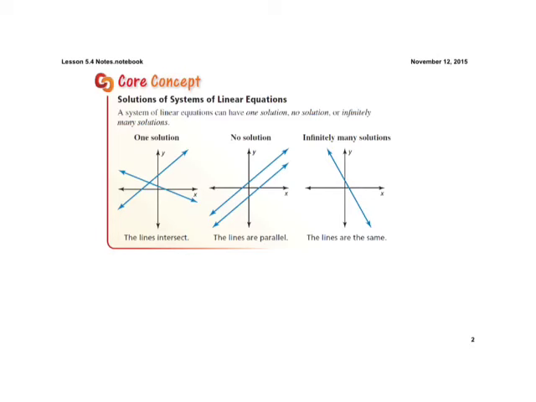Okay, now think back to section 5.1 when we graphed to find solutions. Remember, the solution of a graph is where the two lines intersect. So in this section, we're going to focus on a few special solutions to these systems.